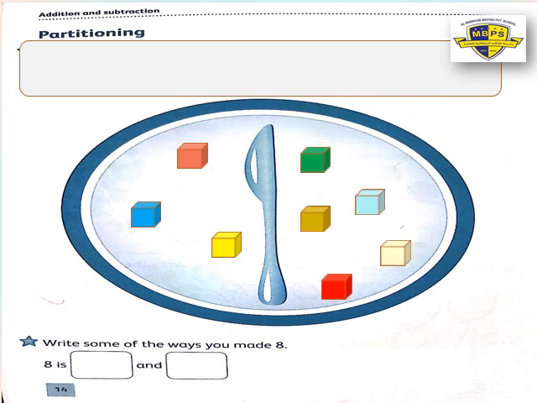Now let's count them all on the plate. How many do we have? 1, 2, 3, 4, 5, 6, 7, 8. Yes. So 3 and 5 make 8. So I partitioned these cubes into 3 and 5 on my plate and I made 8. Very good.